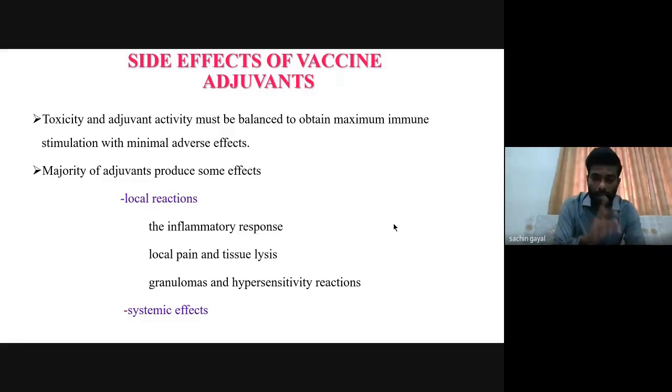But I want to tell you that in the case of pets, there is a formation of FISS, that is feline injection site sarcomas. But there is no reference that this disease occurs in pets due to the adjuvant. So there is a formation of one vaccine which is without adjuvants, that is the pure vaccine.